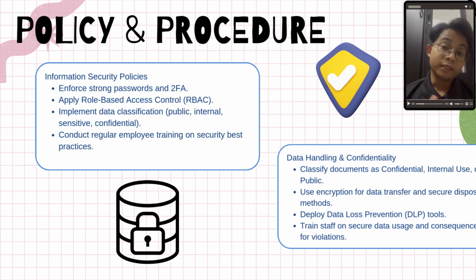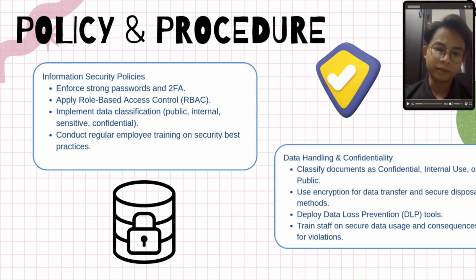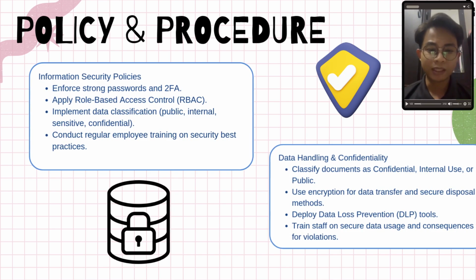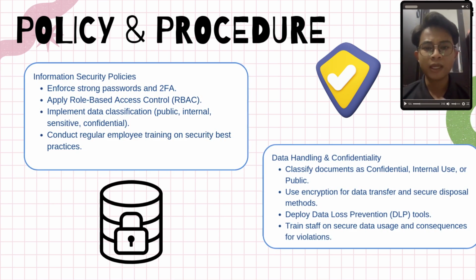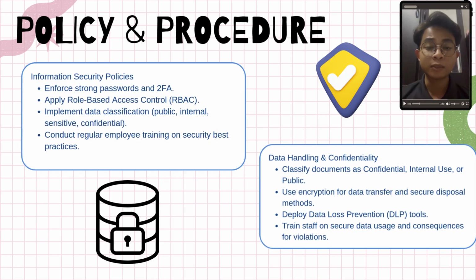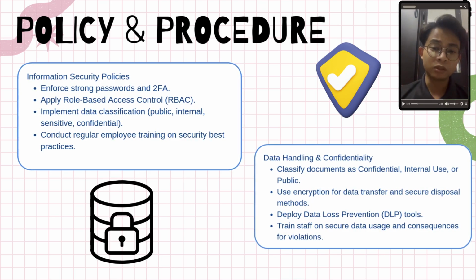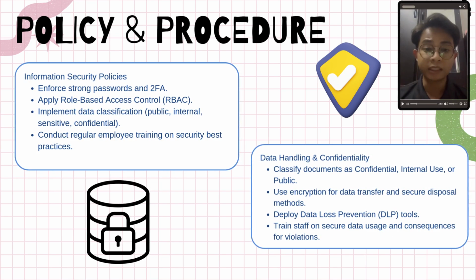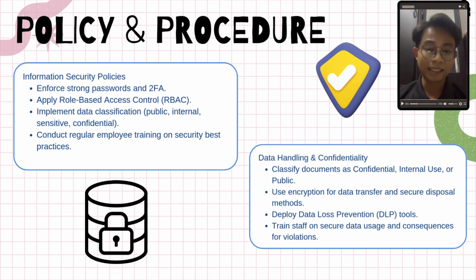Okay, next we go to the second area, which focuses on data handling and confidentiality. Right now, sensitive data at Skytech is sometimes exposed to unauthorized personnel. To resolve this, we propose classifying documents clearly and using encryption when transferring sensitive data. All unnecessary files should be securely disposed of, either digitally or physically. We also suggest deploying data loss prevention tools, which help monitor and restrict unauthorized sharing of important data. Employees should be educated on the importance of handling information responsibly and understand that violations will have consequences.